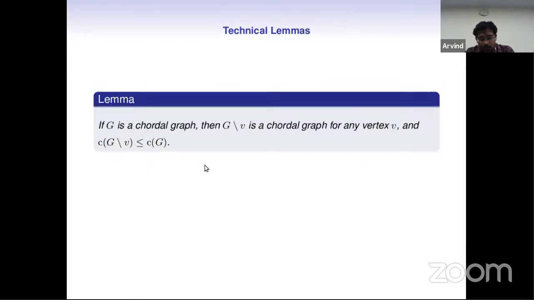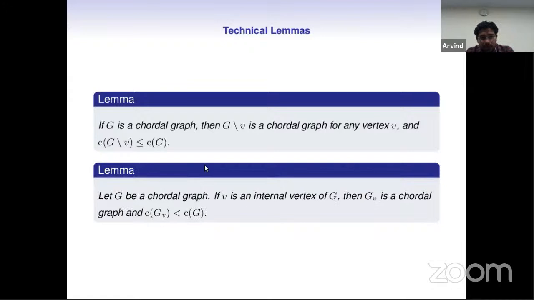Okay. So these are two technical lemmas which we'll be using. So if G is chordal, then G minus V is actually an induced subgraph of G. So an induced subgraph of a chordal graph is chordal. So G minus V is a chordal graph. And the number of maximal cliques of G minus V is less than or equal to the number of maximal cliques of G. Okay. Let G be a chordal graph. If V is an internal vertex of G, then the new graph GV is also a chordal graph. And in that case, the number of maximal cliques of GV is strictly less than the number of maximal cliques of G. So we'll prove this lemma.